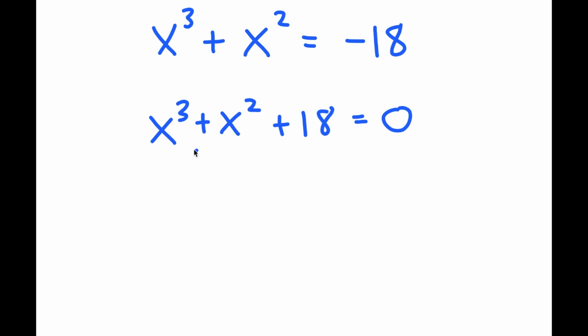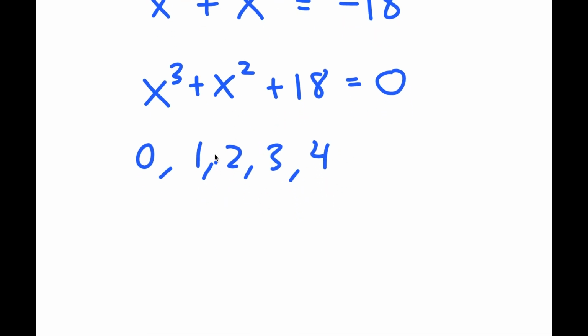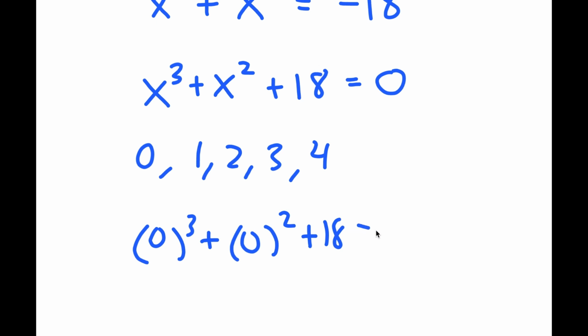To do that, I need to first start by finding one solution and then using that solution to find the rest. So to find that one solution that I need, I'm just going to start by plugging in different values. So I'm going to start with 0, 1, 2, 3, 4, and I'm going to check if any of these work. So obviously we know 0 won't work because this is just equal to 18.